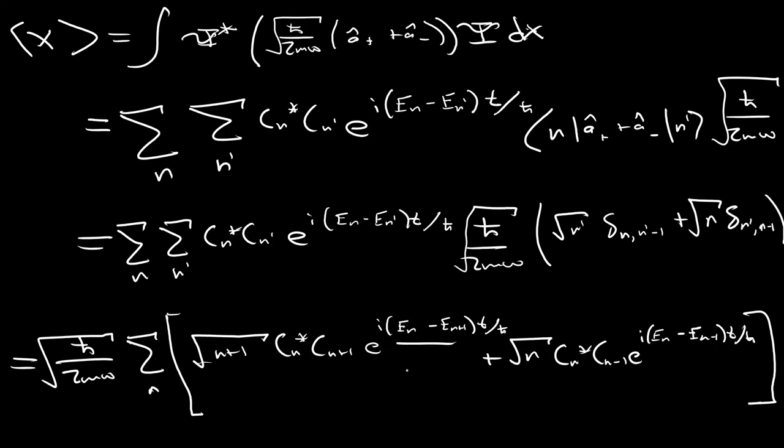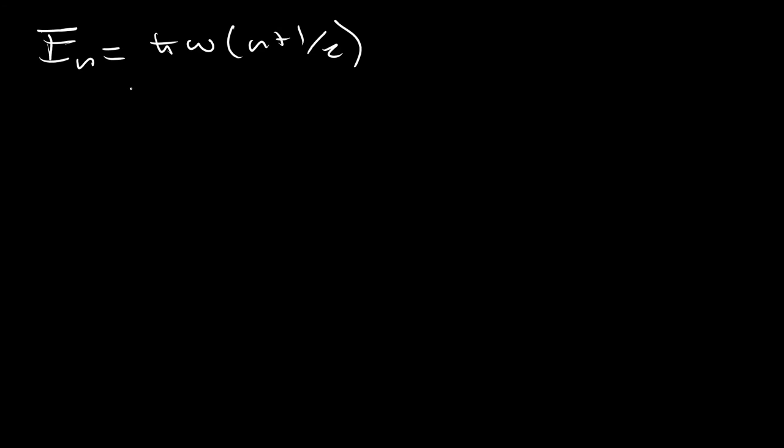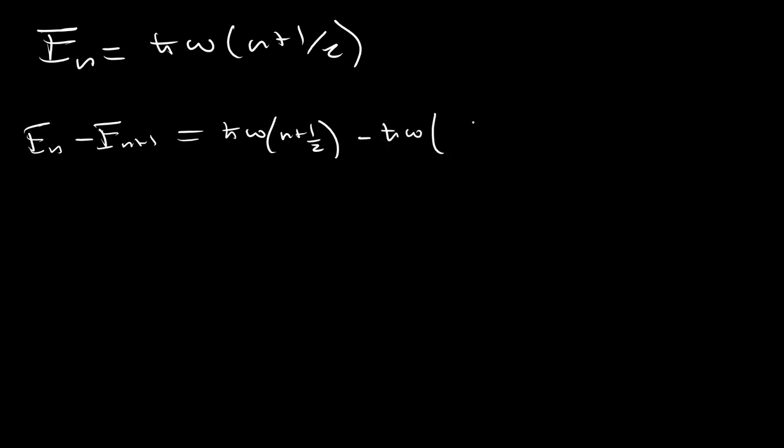So for a general quantum harmonic oscillator, En is equal to h bar omega (n plus 1/2). We know that. That's really straightforward. Now if we go back here and look at this first exponential, we have an En minus En plus 1. With our knowledge of this, we get h bar omega (n plus 1/2) minus h bar omega (n plus 1/2 plus 1). When we simplify all that down, we just end up getting an h bar omega when we combine these two, minus h bar omega.